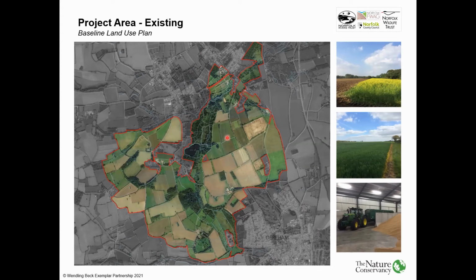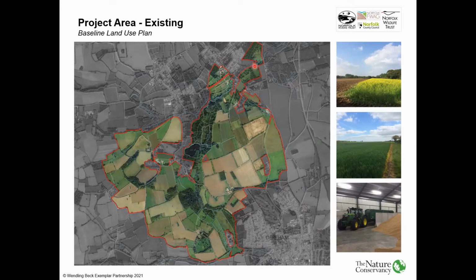We've got the Museum of Rural Life that Glenn was talking about. It's just up here in the top, just next to the small village of Beatley. And the Wendling Beck, which is a chalk stream, a tributary of the River Wensum, which is a SAC and SSSI river, wiggles its way all the way down through the project area.